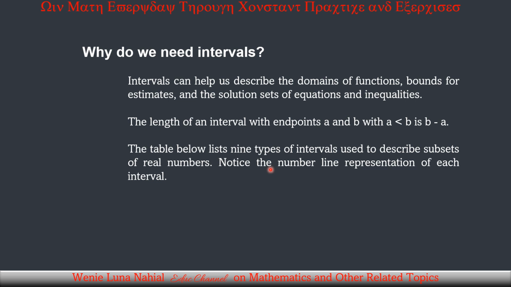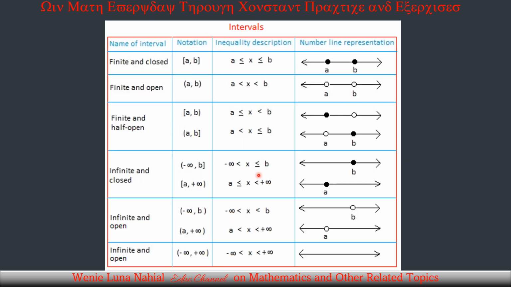The table below lists 9 types of intervals used to describe subsets of real numbers. Notice the number line representation of each interval. So we have another way, another illustration. This time, there are 4 headers here: name of interval, the notation, then inequality description, and the number line representation. So this is an additional, the number line representation. So this finite unclosed, finite meaning to say, we know the endpoints. In this particular case, the notation.